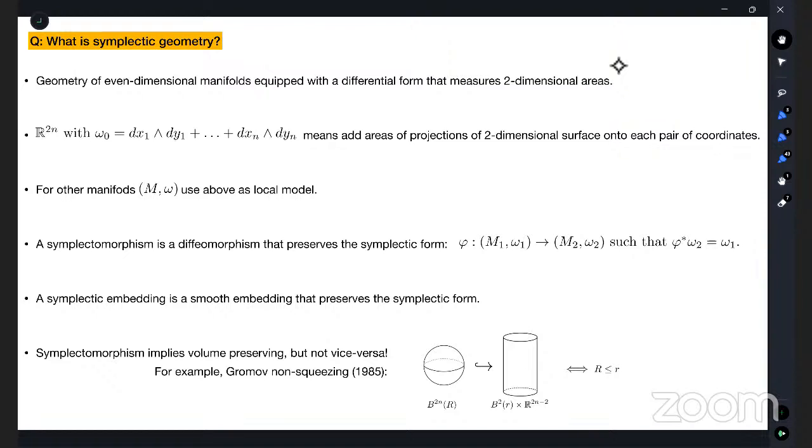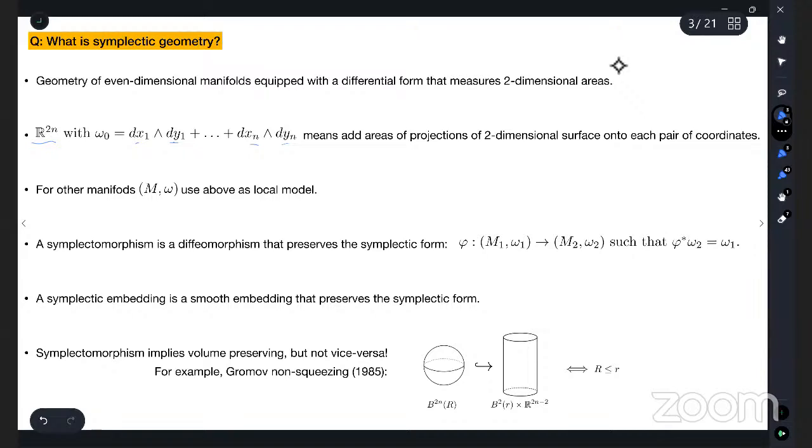So the usual example is R^2n with this differential form, which what it really means is that if you have a two-dimensional surface floating in R^2n, then you can think of the projections of this two-dimensional thing onto each of the coordinate planes. So the planes x1, y1, x2, y2, up to xn, yn.